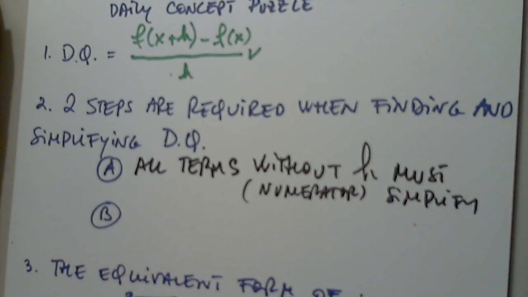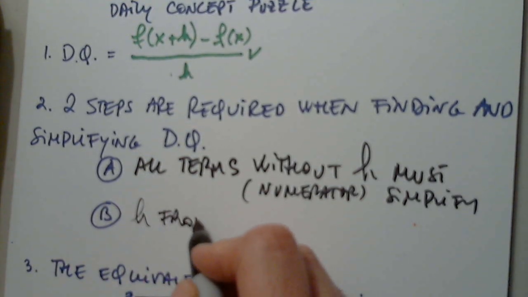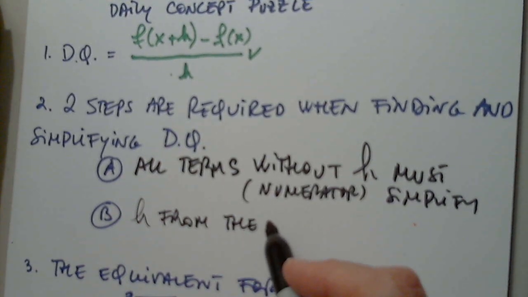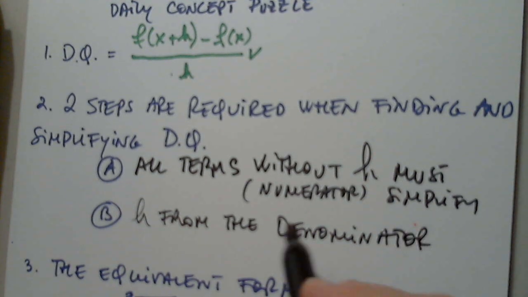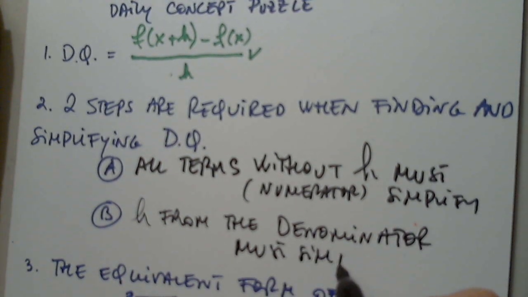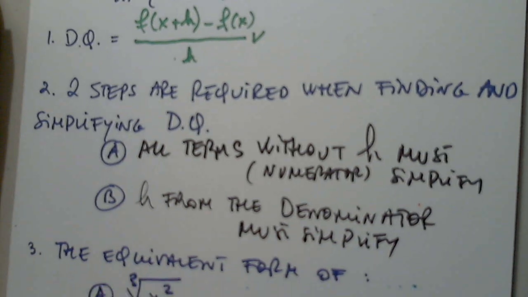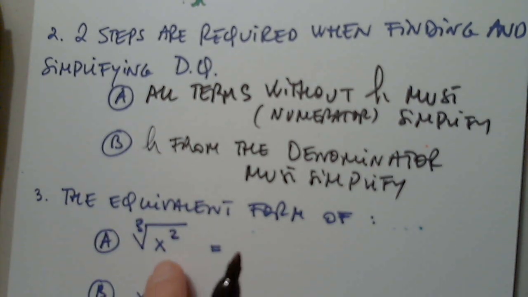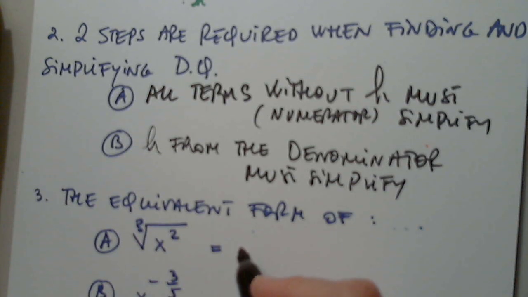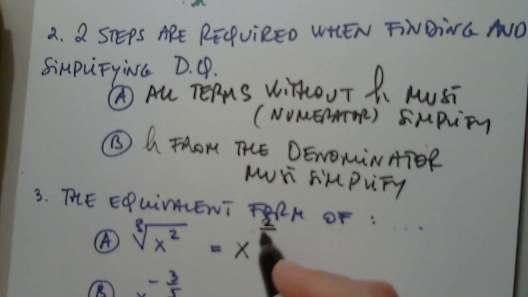Okay, what is the second one? h from the denominator must simplify. Perfect. Thank you. H from the denominator must simplify. Excellent. Okay, the equivalent form of this is this, and of this is this. Is it x to the 2 over 3? Excellent. Thank you so much.